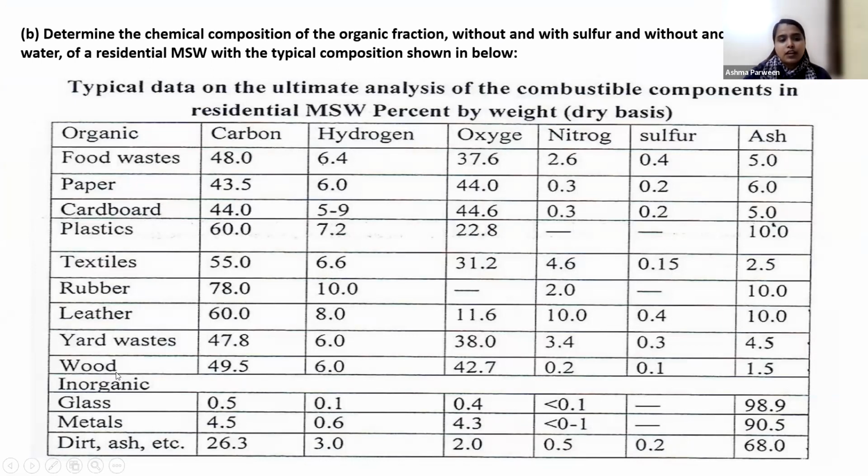For each organic fraction, we are given the elemental composition. We are also given the elemental composition for inorganic waste, but we have to find the chemical composition of the organic fraction. So for each organic component of the waste, we will find its carbon, hydrogen, oxygen, nitrogen, and sulfur content. Am I clear? Can anyone confirm? Yes, madam. Okay, so first we will calculate the elemental weight of each of these organic components, then we will proceed with the question.